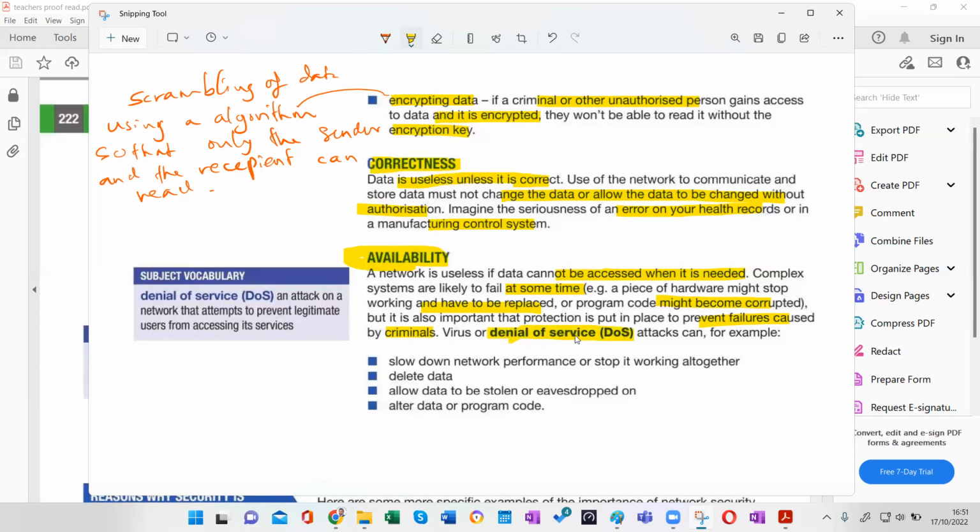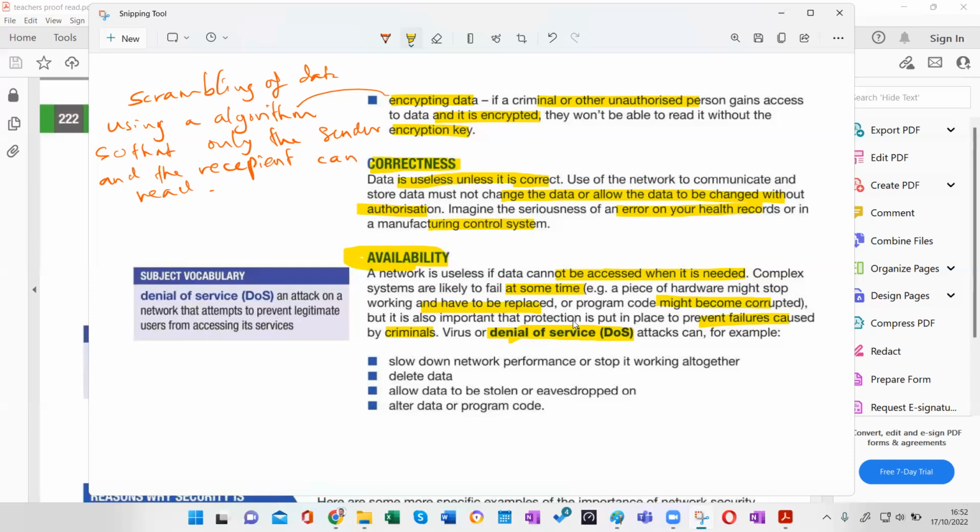How many of you have heard of this denial of service attack? How many of you have heard about this DoS attack? You have heard. Okay. Anyone else? Yeah. All right.